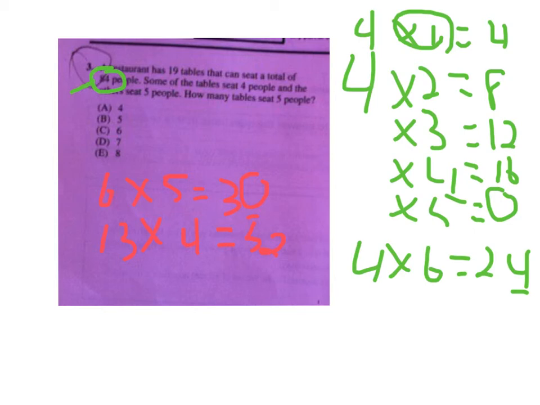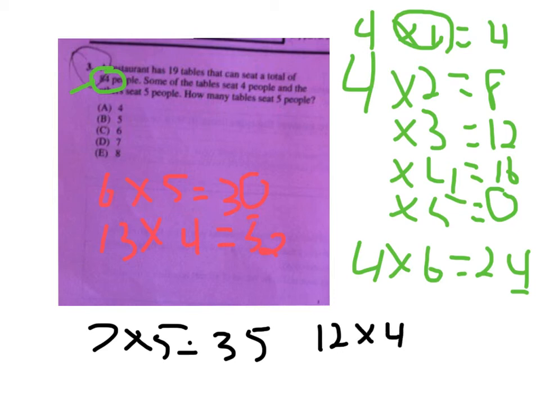So now let's try 7. I'm trying a bigger number because I ended with too little. 7 times 5 is 35. That means I have 12 tables left. 12 times 4 is 48. 48 plus 35 is 83. Doesn't work either. So I think it's E.